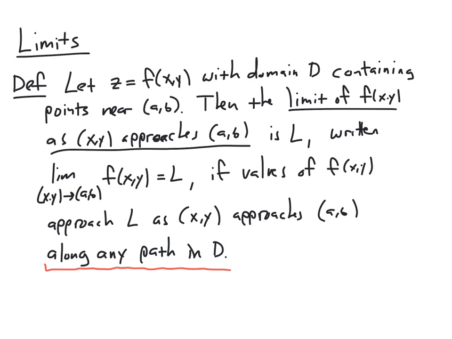So in the plane, if we have a point (a, b), there's actually infinitely many ways we can approach that point. We can approach along a horizontal or vertical line. We can come in at an angled line. We could approach along a parabola or something even more than that. And so this fact that we have to approach on any path in D makes this a very strong condition. And we'll see several examples of this shortly.